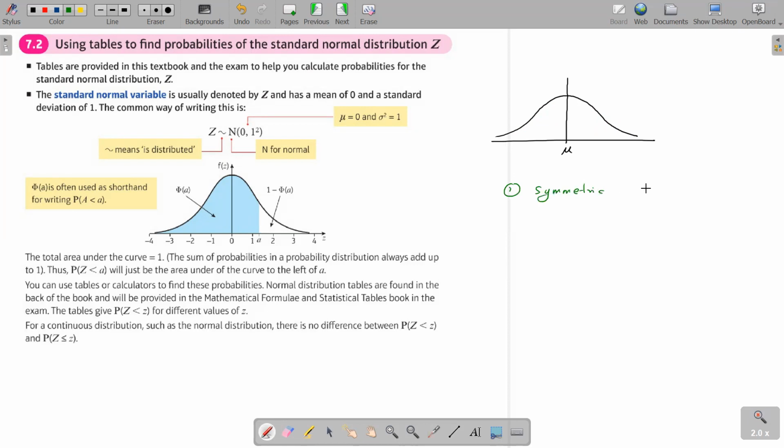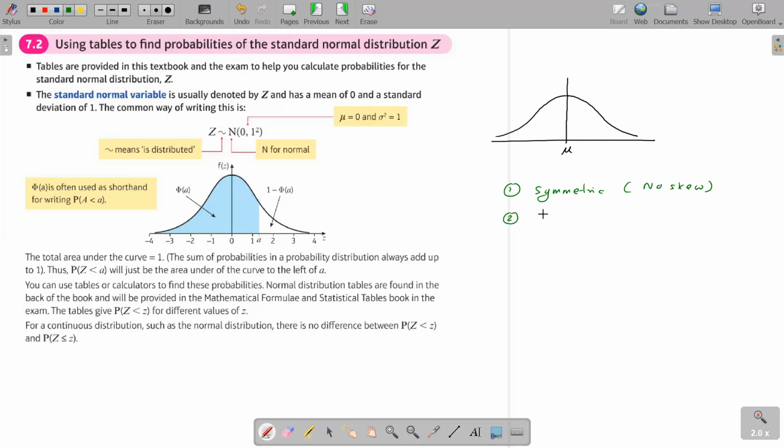Symmetric means, in other words, if you recall from your previous chapter, do you recall something about skewness? If the distribution is symmetric, then the skewness is 0. There is no skewness, no skew. So these are some important things: the normal distribution is a symmetric distribution, basically no skew.